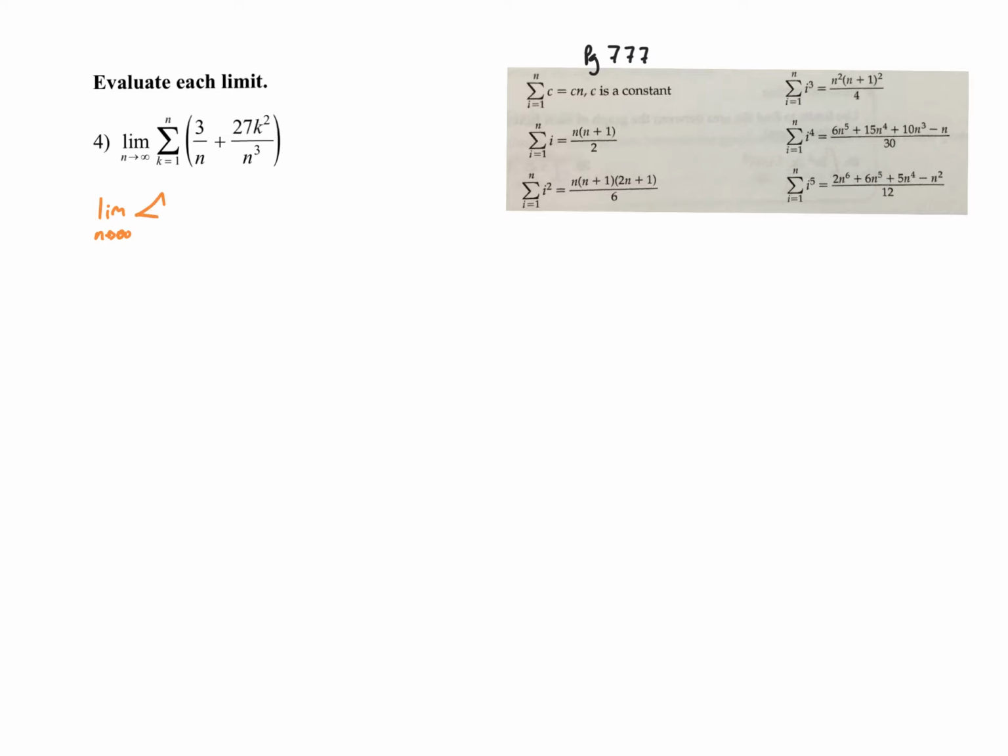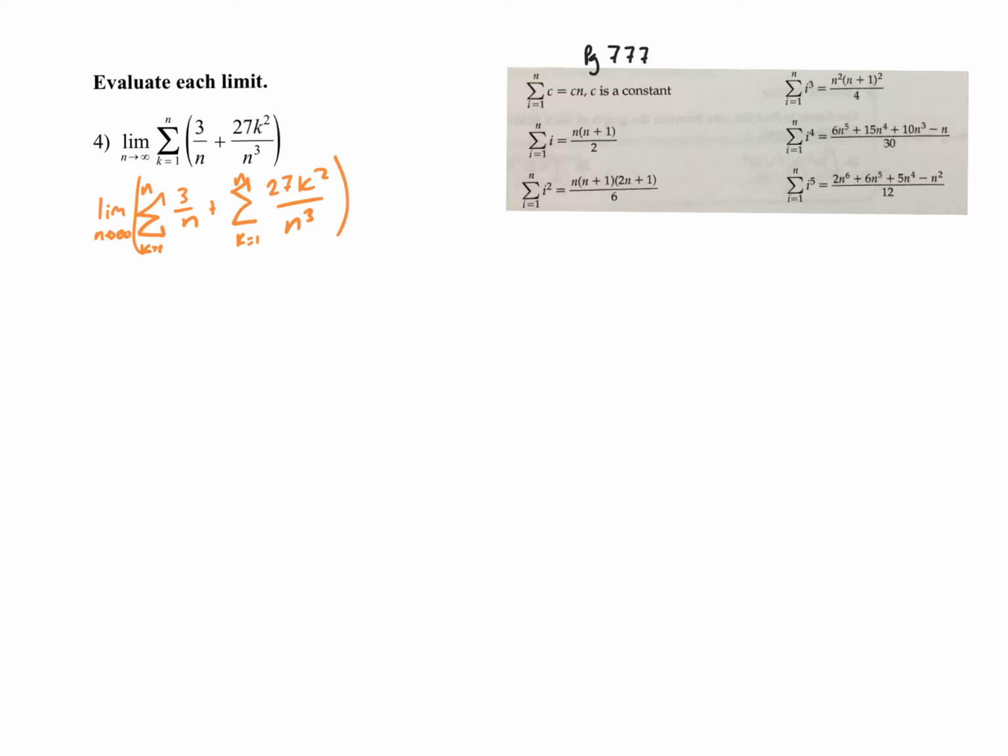So we're going to do the sum of 3 over n, k equals 1 up to n, and then the same thing, k equals 1 up to n of 27k squared over n cubed. Notice, if I'm taking the sum of this, I can take the sum of this one and then the sum of that one. Technically, I should have parentheses around this.